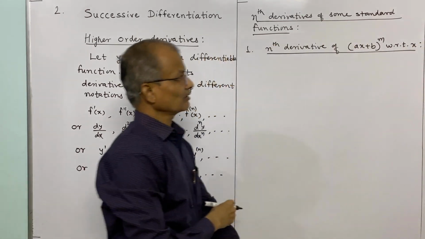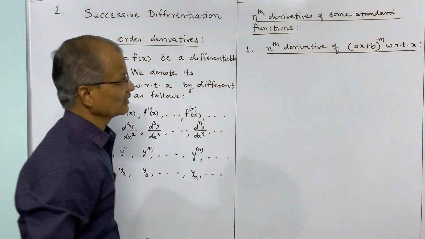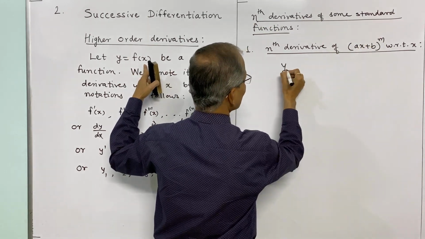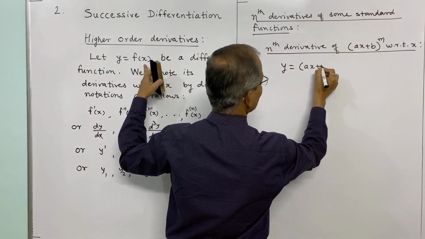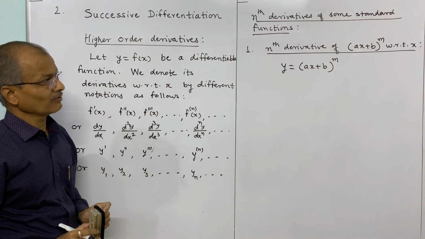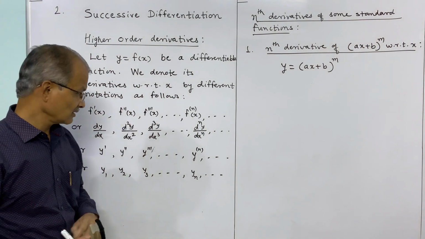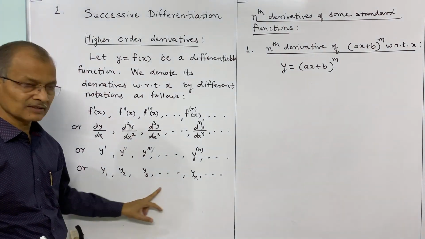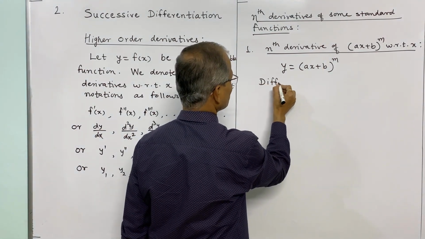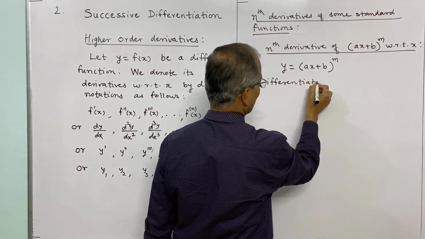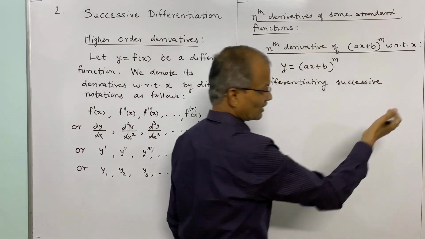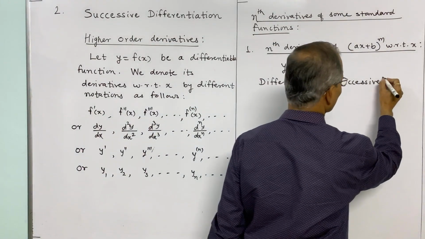And the method or the procedure to find out the nth derivative is, suppose the function is y, like this, y is equal to f of x. Here y is a function of x and that is given as ax plus b to the power m. This is the function that we want to differentiate and we want to find its nth derivative. We will denote the derivatives by this notation. So differentiate with respect to x. Differentiating successively means one after the other, successively with respect to x.